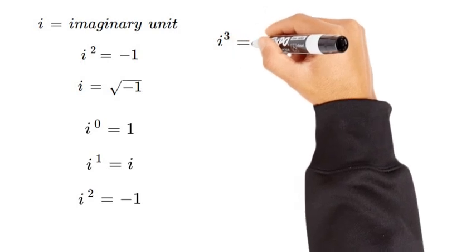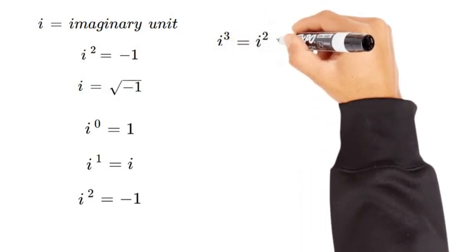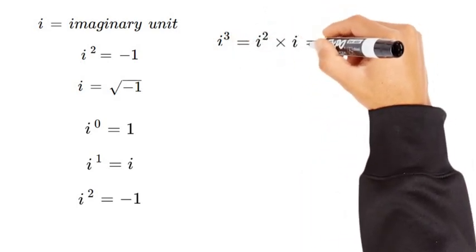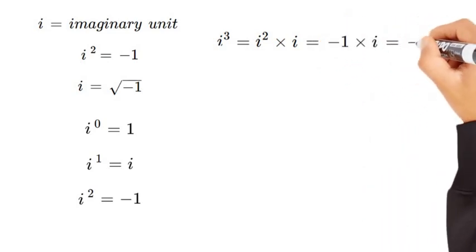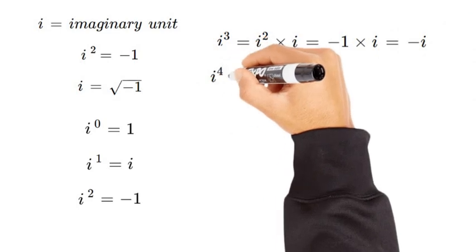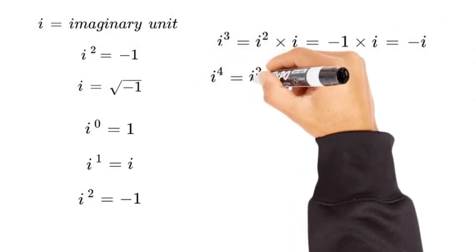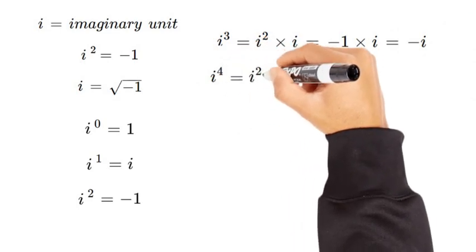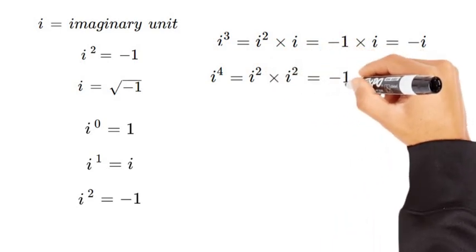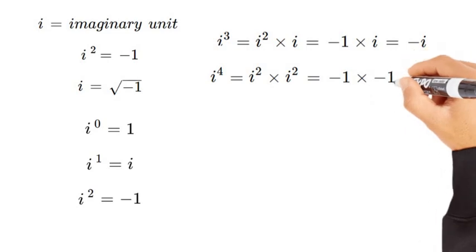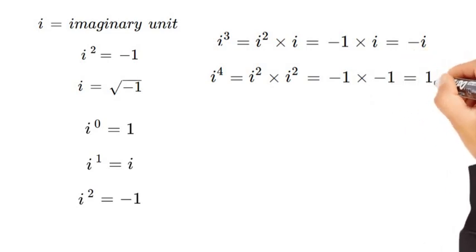Now we can do i to the power of 3. That can be rewritten as i squared times i. We know that i squared is equal to negative 1, so it would just be negative 1 times i, which would be minus i. Next we can do i to the 4th, which is the same thing as saying i squared times i squared, which would be negative 1 times negative 1, which is equal to 1.